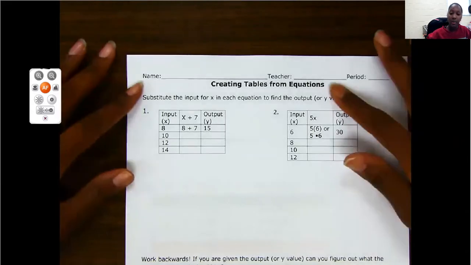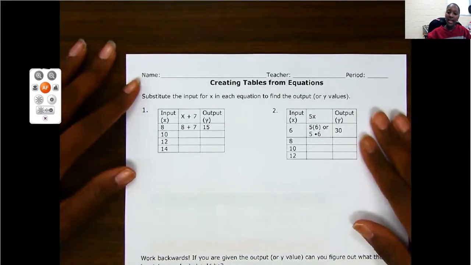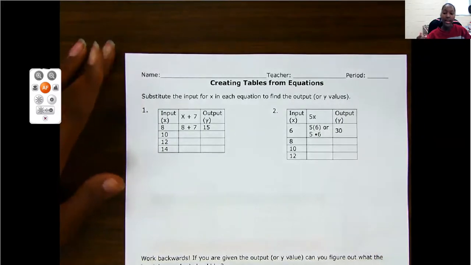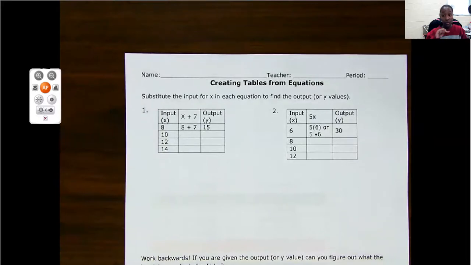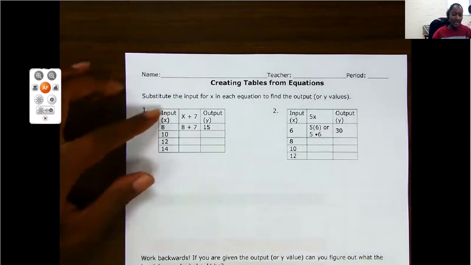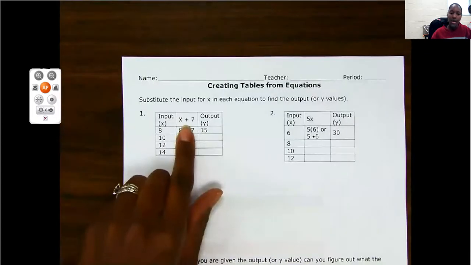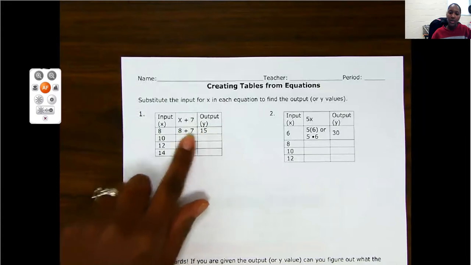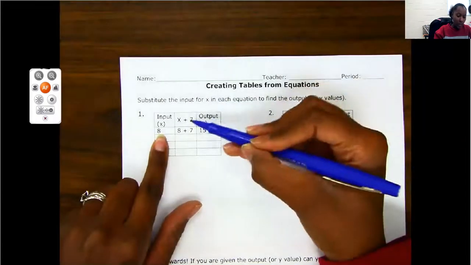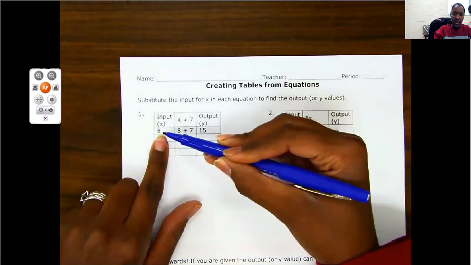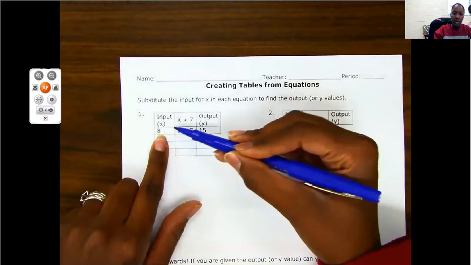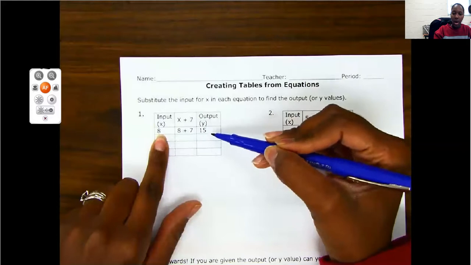So it says creating tables from equations. Substitute the input for x in each equation to find the output, or the y. Remember x and y from graphing? Because we're going to get into graphing a little later this week, okay? So let's see with this first example. It says that our input, which is our x, are these numbers right here. Here's the equation that we're going to be using to find the output, which is our y. So our first equation says replace the x with what we have here, which happened to be an 8, and then add 7 to get our y, which was 15.